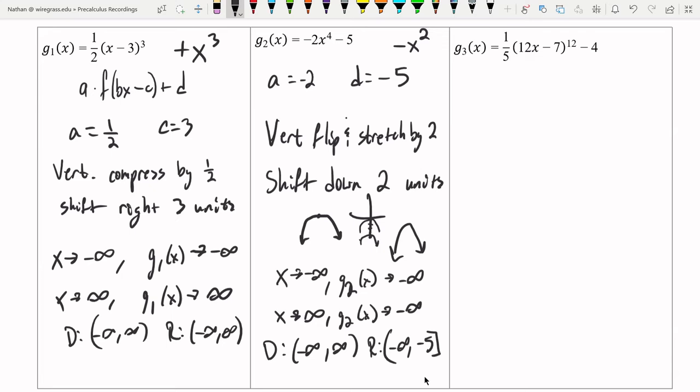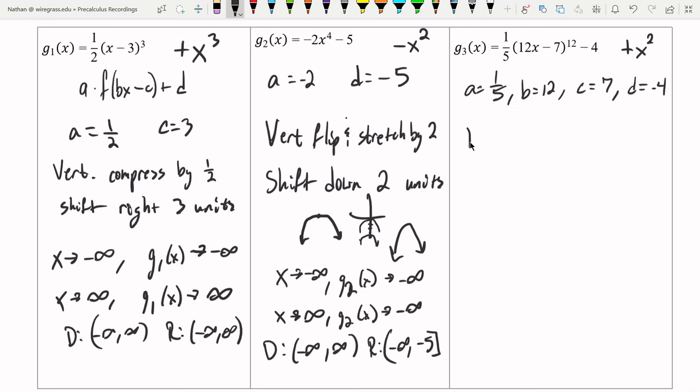Okay, this next one we have n is 12, so we know this is going to follow, a is also positive, so it's going to follow positive x squared now. And what are the transformations? The transformations are a equals 1/5, b equals 12, c equals 7, and d equals -4. So there's a lot of transformations on this one.